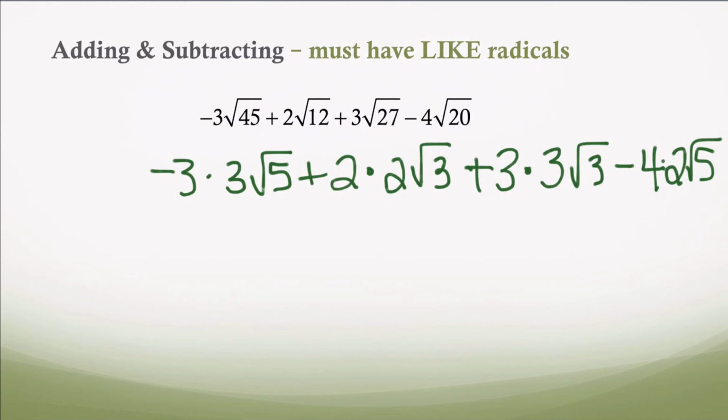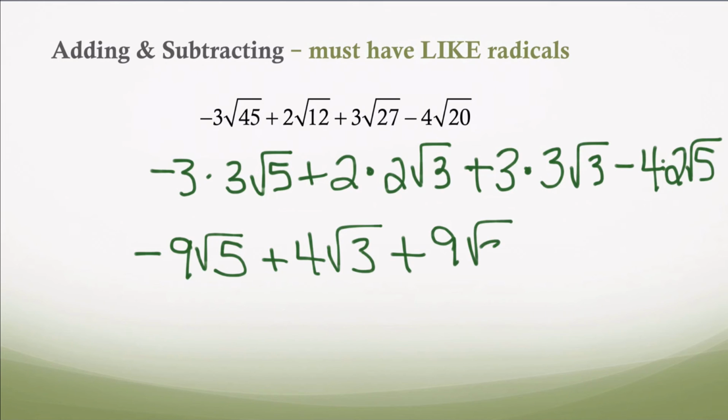So let's simplify these coefficients first. Negative 9 the square root of 5 plus 4 the square root of 3 plus 9 the square root of 3 minus 8 the square root of 5.